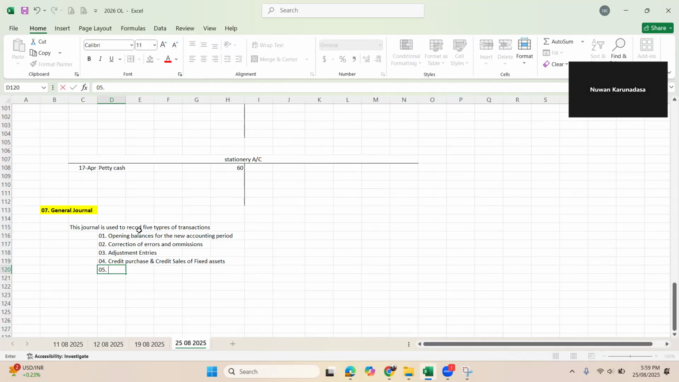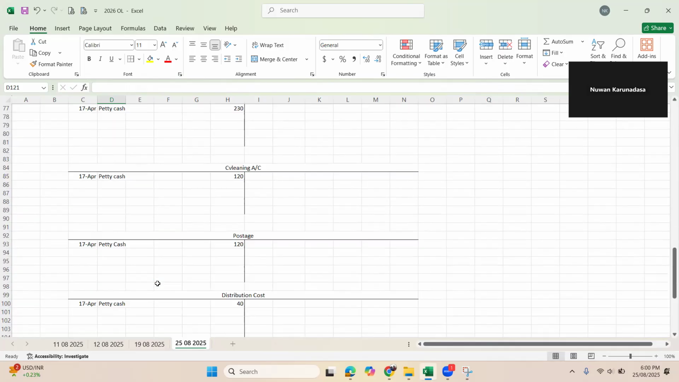Then the last one, number 5, any other entry which cannot be recorded in the other 6 journals, right? If you have any other entry, right? So here sales journal we record the credit sales, purchase journal will record the credit purchases. Both of them are inventory. Then the sales return, purchase return is return of the credit purchase or credit sales inventory.